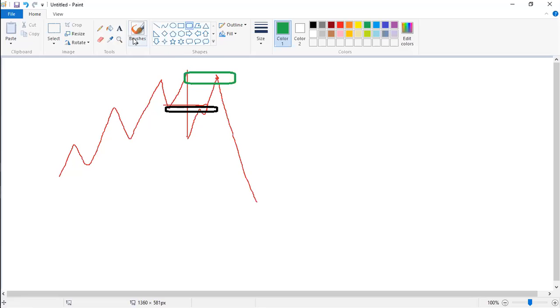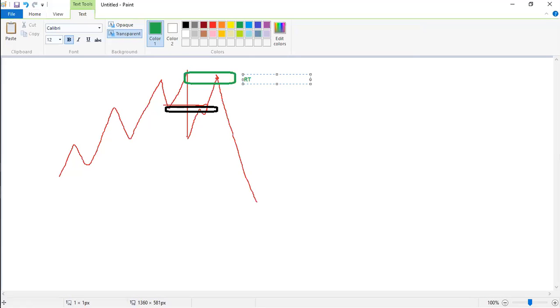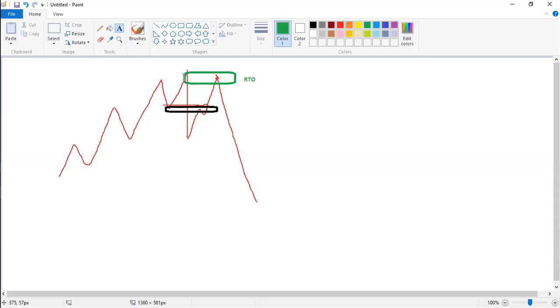So in this scenario here, this is a return to order block. You can't say return to breaker. This is a return to order block. This one.